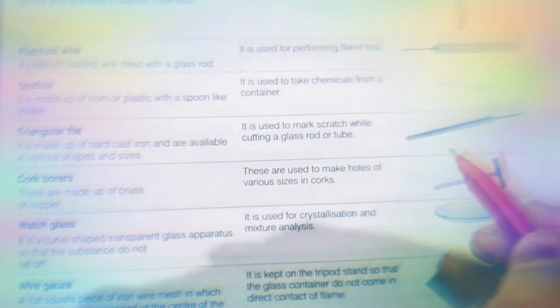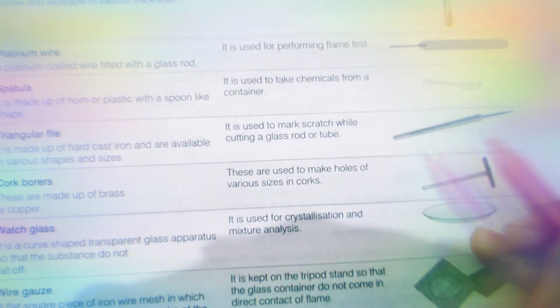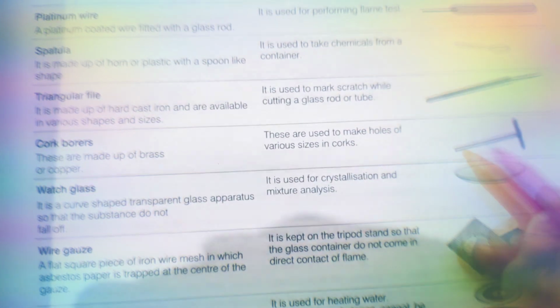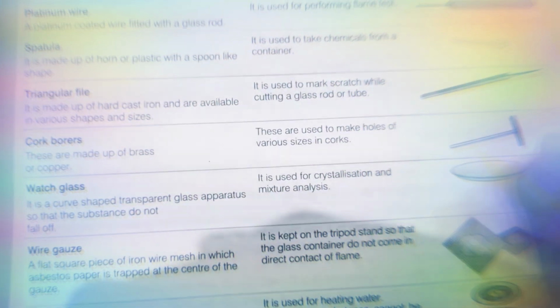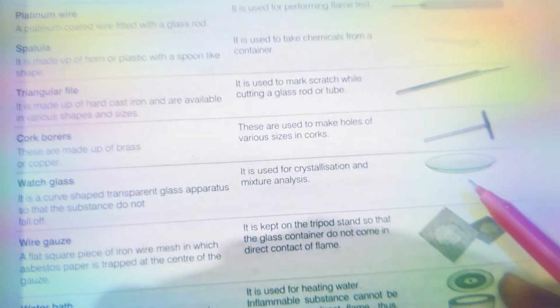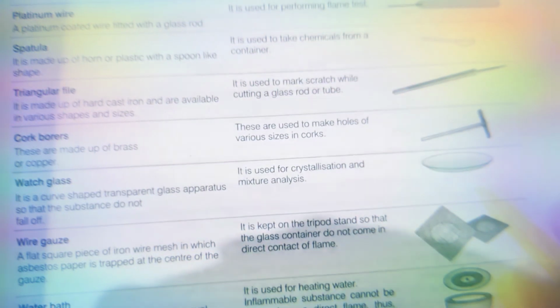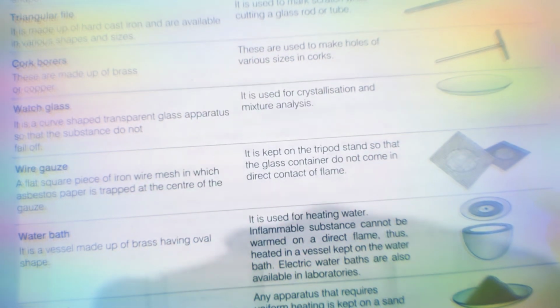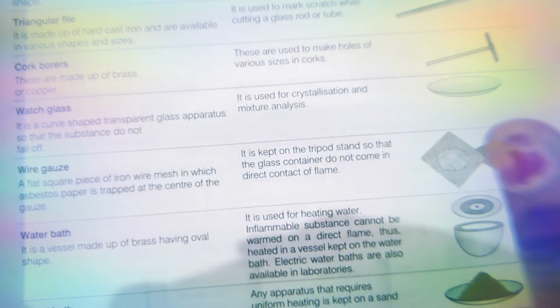Next, triangular file, which is used to scratch while cutting a glass or a rod. Cork borer. Cork borer is used to make holes of various sizes in cork. Watch glass is used for crystallization and mixing of any substance or to keep any salt on it. Wire gauze. It is used to keep any solution on the tripod to heat.